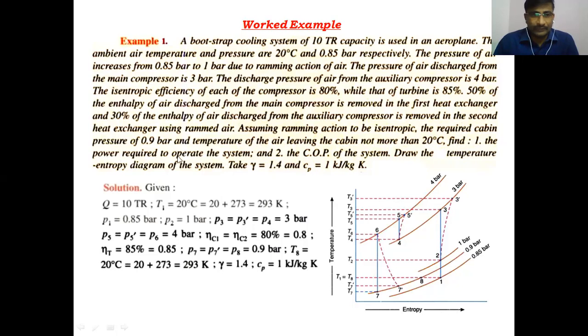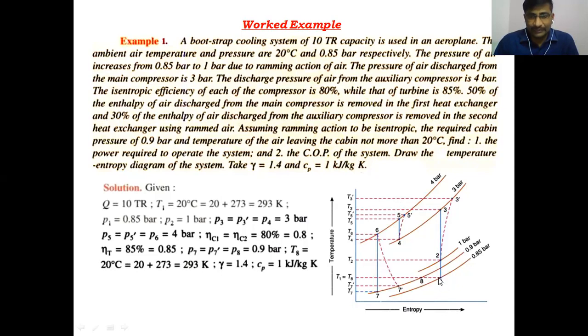Find the power required to operate the system, and the COP of the system. Clear, students? These are the two parameters which we are going to find in this problem. The data is given related to the bootstrap system. Draw the temperature entropy diagram of the system. Take gamma as 1.4 and Cp equal to 1 kilojoule per kg Kelvin as the data related to the air properties. Clear, students? Let us look at the TS diagram.